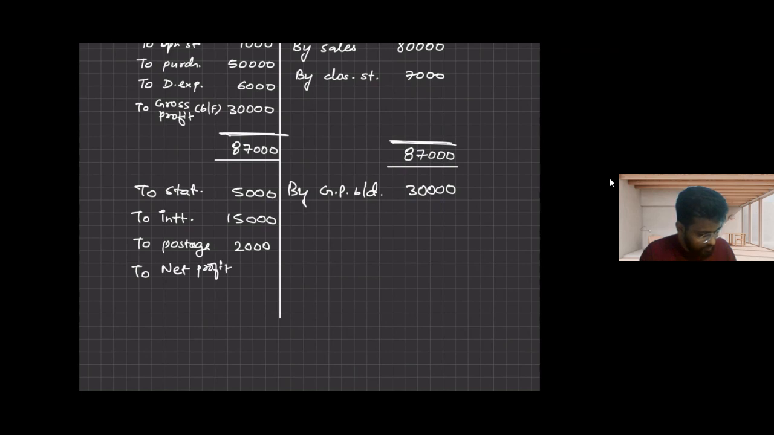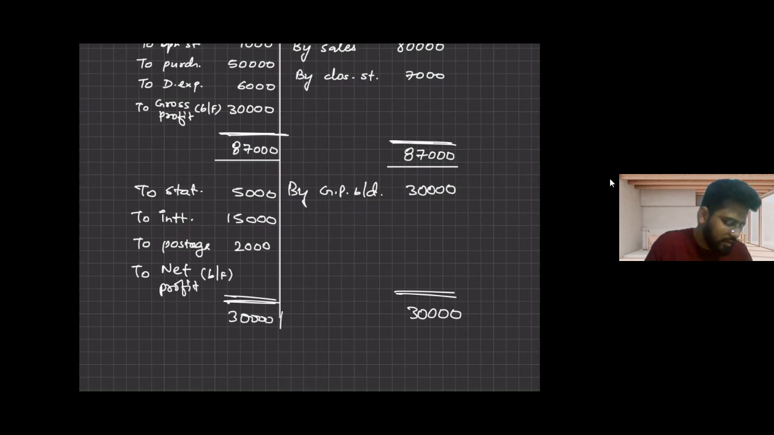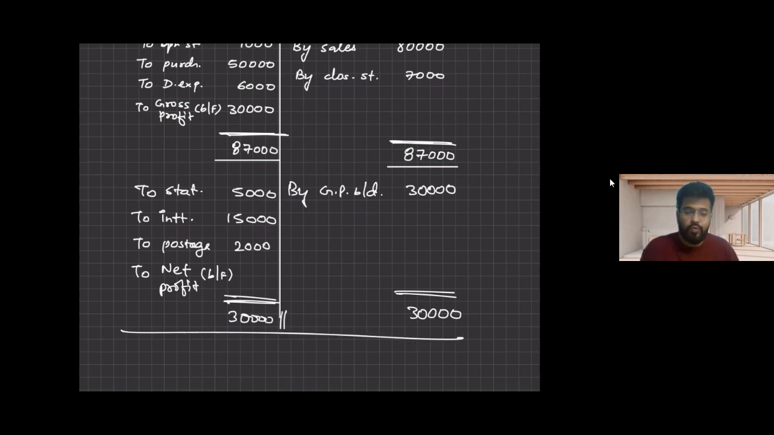Let's write it downwards. We have the net profit, which is the balancing figure. On the debit side, the total is 30,000, which is the gross profit being brought down. And on the credit side, the total is 5 plus 15, 20, plus 2, 22,000. So 30 minus 22 is your 8,000, which is the profit remaining.